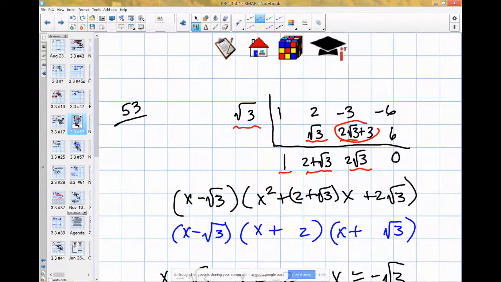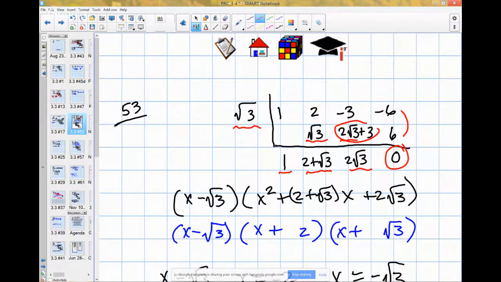And then another nice thing happens. Next, your last multiplication, what's the square root of 3 times 2 times the square root of 3? Well, square root of 3 times square root of 3 is 3, and 3 times 2 is 6. And look at that. Negative 6 plus 6 gives us the 0 remainder we were expecting, since it said show that this is a 0. So they were telling us ahead of time that the remainder should come out to 0. And it did.